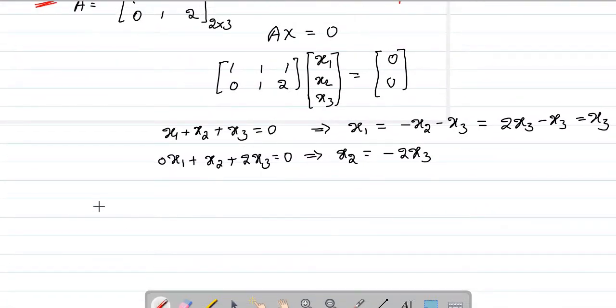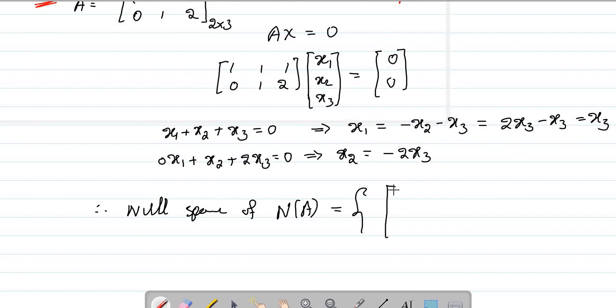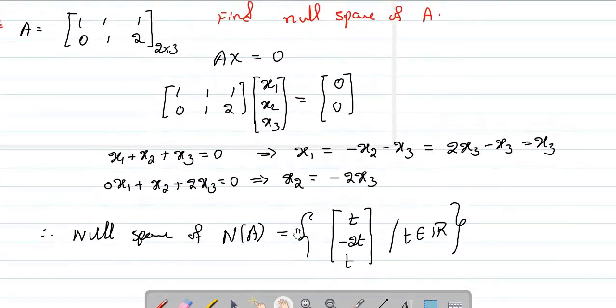So now we can write, therefore the null space of A, we can simply write N of A, the null space of A, which is equal to (x1, x2, x3), where x1, x2, x3 are satisfying these equations. So let me write. So x1 must be some t. If I take x3 to be t, so x1 is t and x2 is going to be minus 2t, where t belongs to R. Okay. So this is the null space of A.